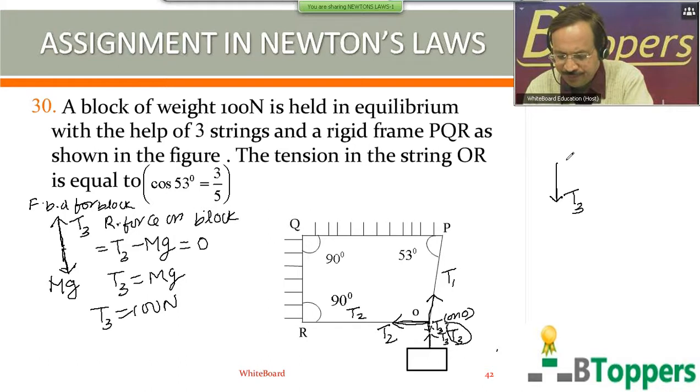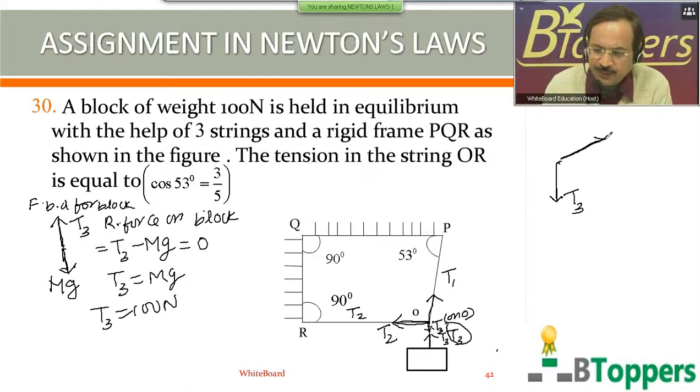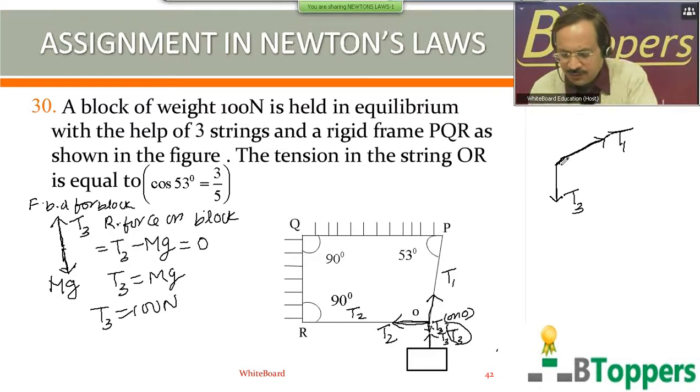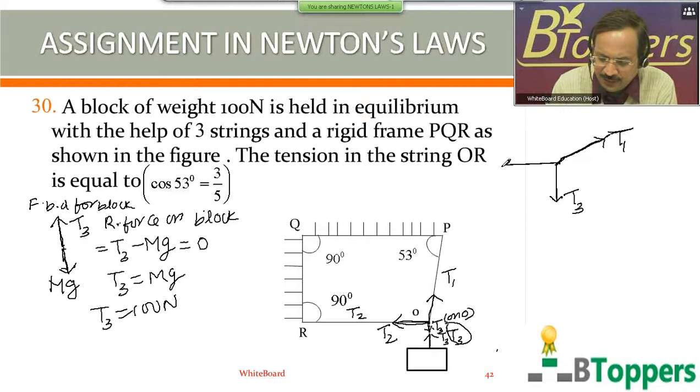Then the tension force by the string OP acts along the string OP and away from O, whose magnitude is T1. So this T1 is the magnitude of the tension force by the string OP on the particle at O. Let T2 denote the magnitude of tension in the horizontal string. So the tension force by the horizontal string OR at O acts along the string and away from the point O.